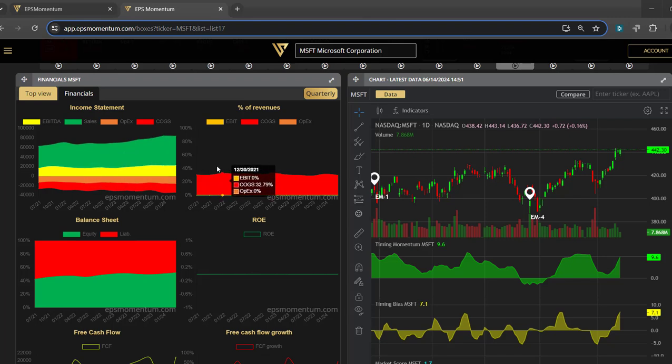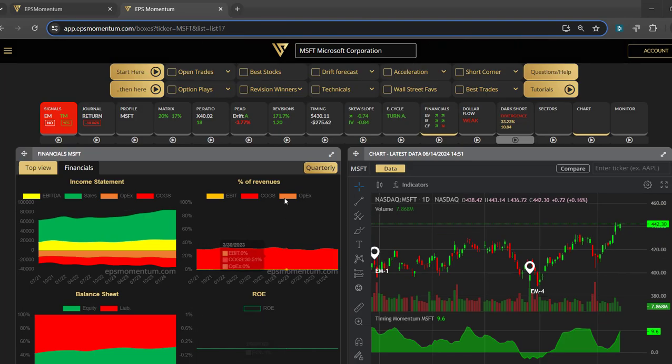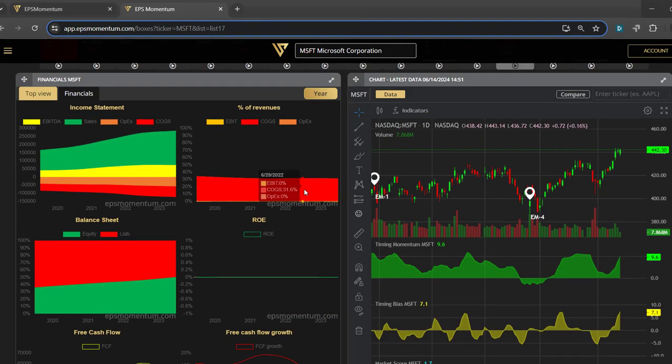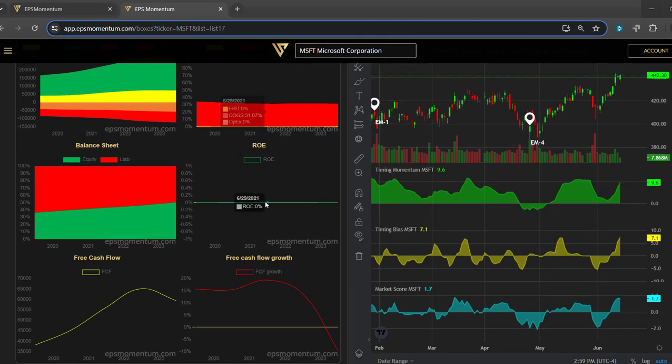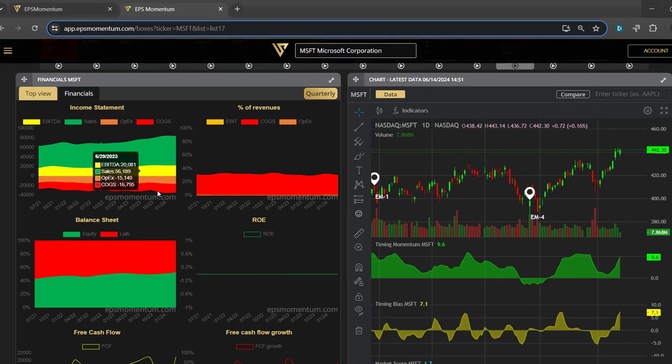So the earnings and cost of goods sold, income statement, balance sheet, equity, liability, ROE, free cash flow, and free cash flow growth. You can switch those visuals to quarterly if you want, or yearly. So this is the yearly view and the quarterly one, and that's it. So you get a very quick visual cue.